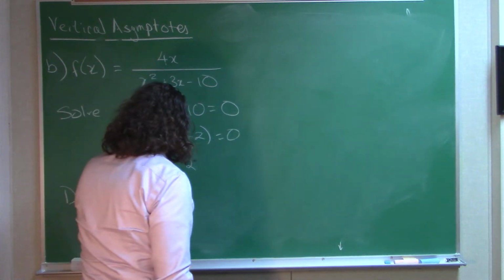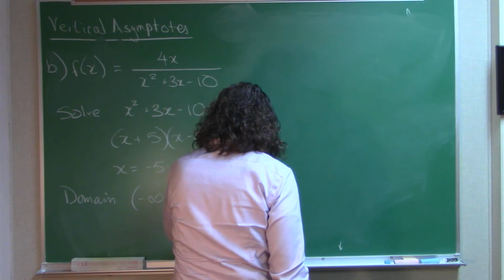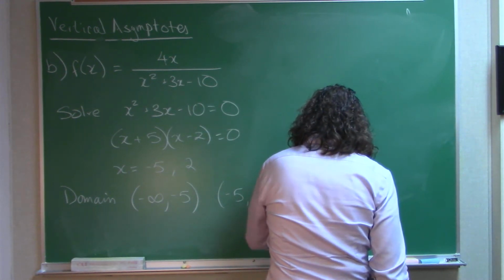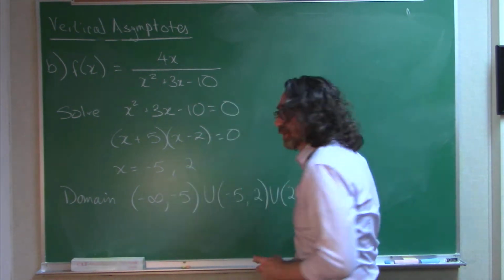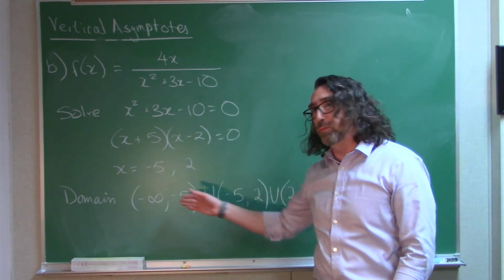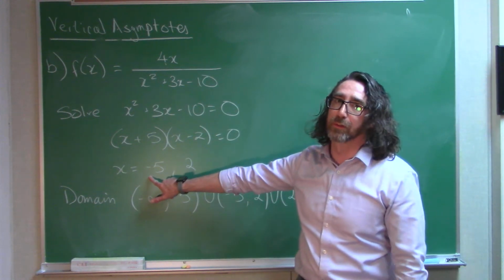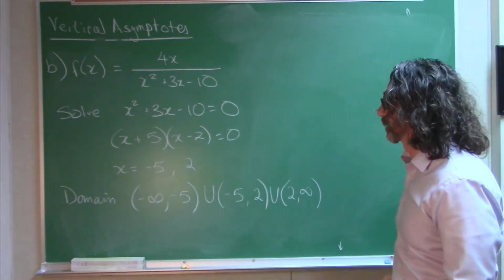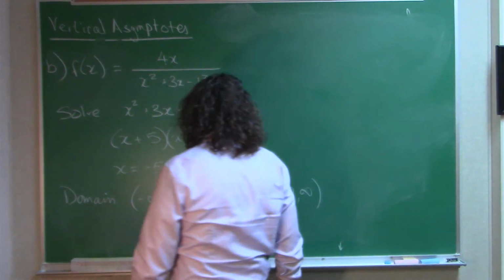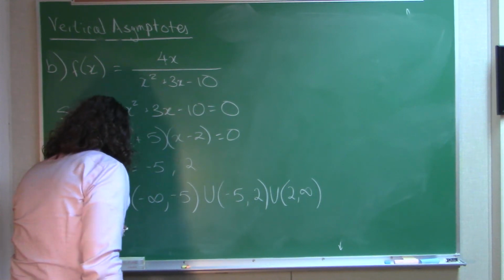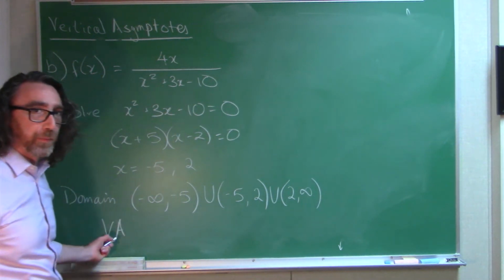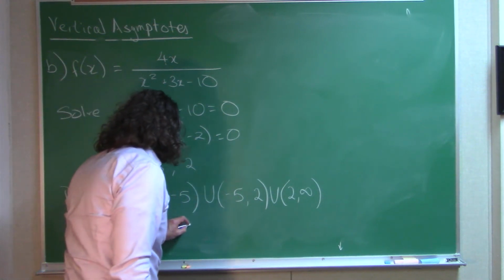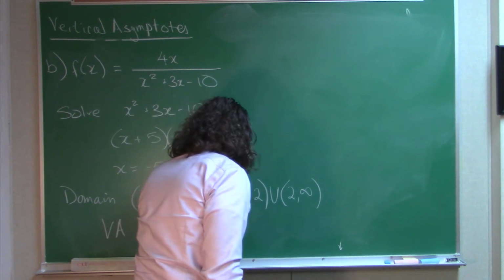The domain is -infinity to -5, -5 to 2, and 2 to infinity, if we're going to use interval notation. Okay, so it's like we took the entire real number line and we plucked out -5 and 2. Those are 2 points we can't use. So the vertical asymptotes, I'm usually just going to abbreviate that VA on all of our videos. The vertical asymptotes are x equals -5, x equals 2.